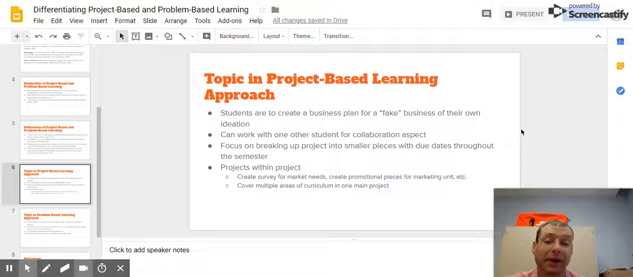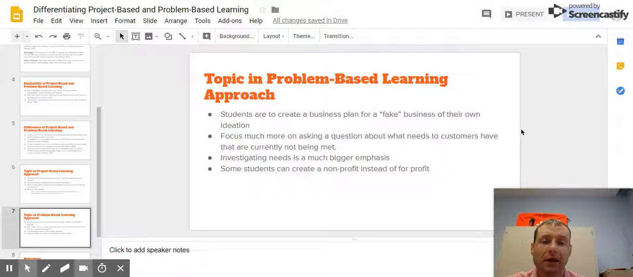I also incorporate projects within the project. For example, when we get to the marketing aspect, the students will actually create little promotional pieces. That'll be a little mini project. They'll make an ad, a commercial for the business, which will also be used in their entire business plan. Switching gears to how the same aspect would be approached with problem-based learning.